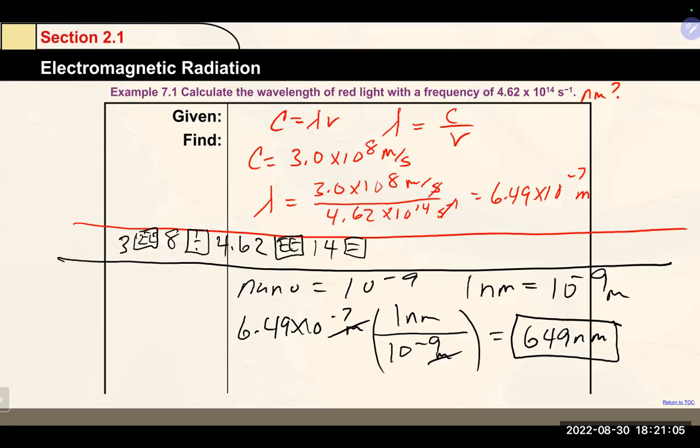We did this to nanometers because most visible part of the spectrum, colors basically, are given in nanometers as a common wavelength that they are given in. Any questions on any part of that calculation there?